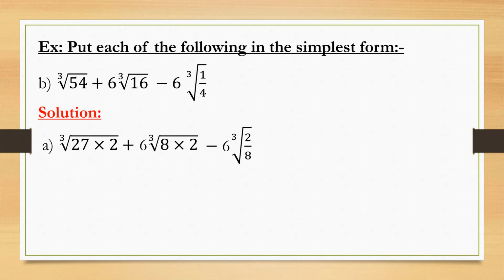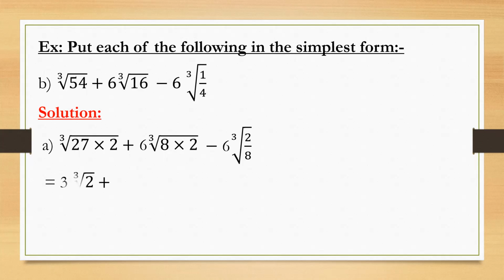Okay, I have here 16. It will be 8 times 2. Why 8 times 2? Because 8 has a cubic root, but 2 I'll put as it is. Here 1 over 4: 1 has a cubic root, but 4 has no cubic root. I want to change this fraction to another fraction equal to it but with a cubic root. It will be 2 over 8 because 8 has a cubic root. So I answer it first.